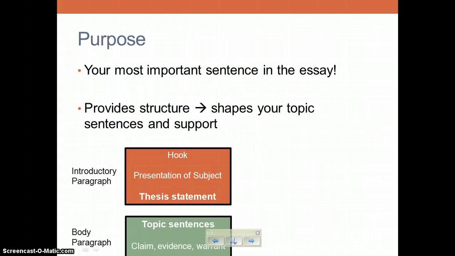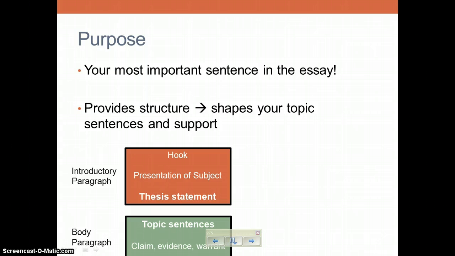So the purpose behind a thesis is to make sure that you have a sentence which provides structure for your entire essay. It shapes your topic sentences and it shapes all your support. In other words, it's the central idea of your essay. It is the sun in your solar system.